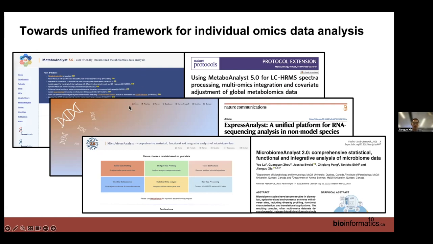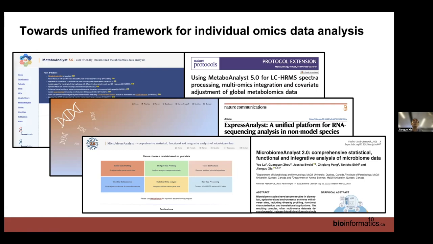The one below MetaboAnalyst is called ExpressAnalyst, which is actually for RNA-seq transcriptomics data analysis. We just published it in Nature Communications early this year. It is really for RNA-seq, for both model and non-model species.